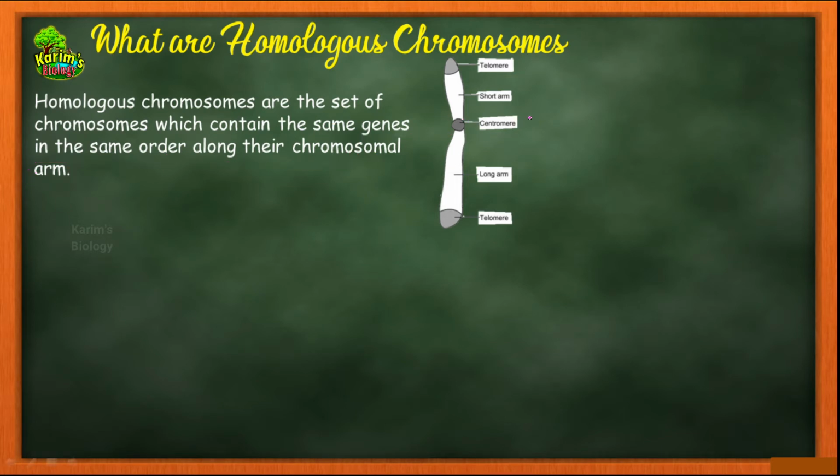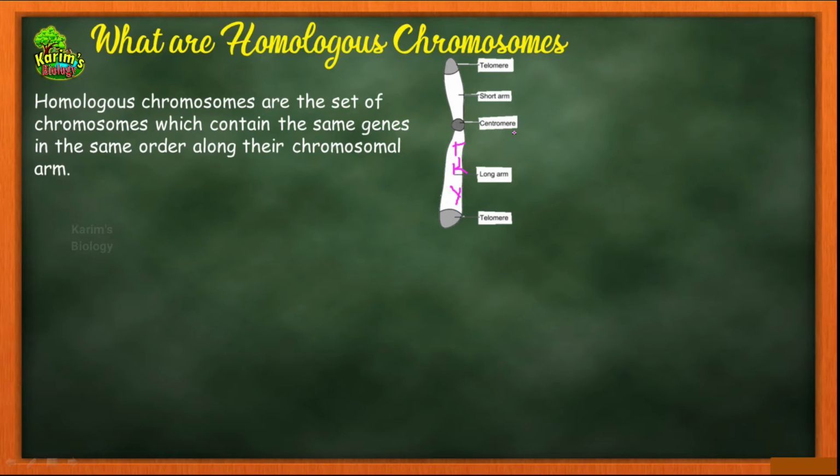So along the chromosomal arm there should be different genes present. Suppose there is capital T here, there may be capital R here, there may be capital Y, like that. The other chromosome also, I told you it is a set, the other chromosome also should contain the same. We will be discussing about that later.